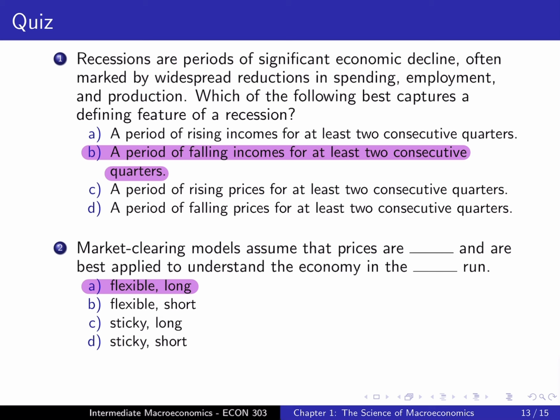Question number 2. Market clearing models assume that prices are what, and are best applied to understand the economy in the short run. Market clearing models assume that prices adjust quickly to equate supply and demand. This assumption is more valid in the long run than in the short run, where prices may be sticky. Therefore, the correct answer is A. Prices are flexible and in the long run.